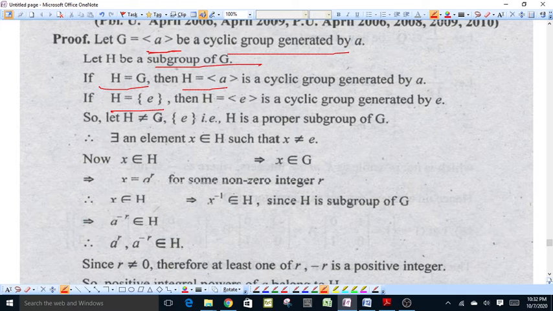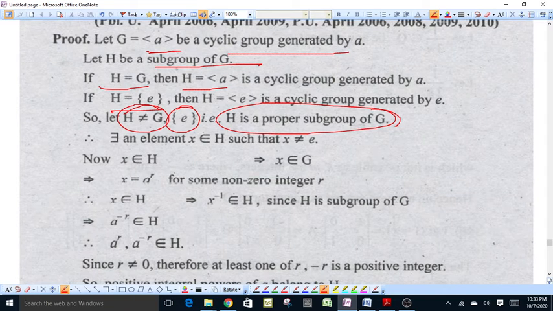So now let us take H is not equal to G, and also H is not equal to the set containing only the identity element, that is, H is a proper subgroup of G.